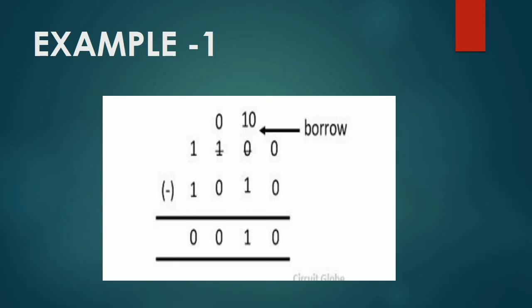Then next is 1 minus 0 is 1. 1 has already been given, yes, so it becomes 0 minus 0. So 0 minus 0 is 0. And last is 1 minus 1 is 0. This example is clear to all? Yes. So let's take another example.